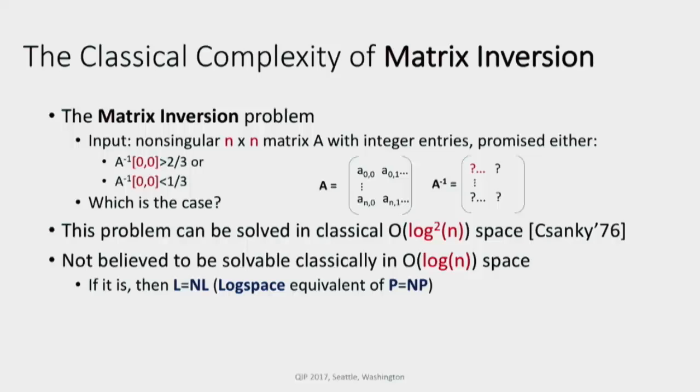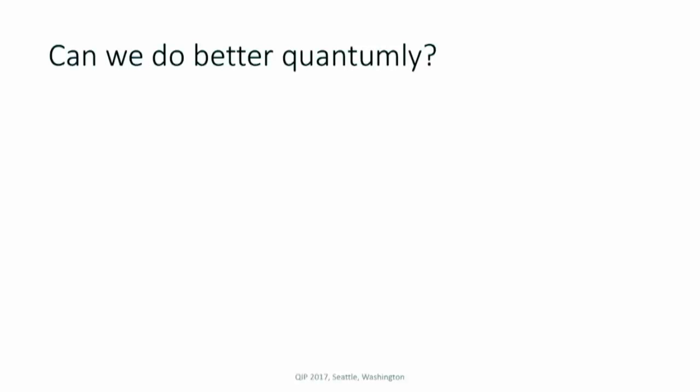So in fact, if it's solvable in log n space, then L is equal to NL. It's the log space equivalent of P equal NP. So we don't believe that the matrix inversion problem can be solved in classical space logarithmic in n. So a natural question is, can we expect to do better quantumly?